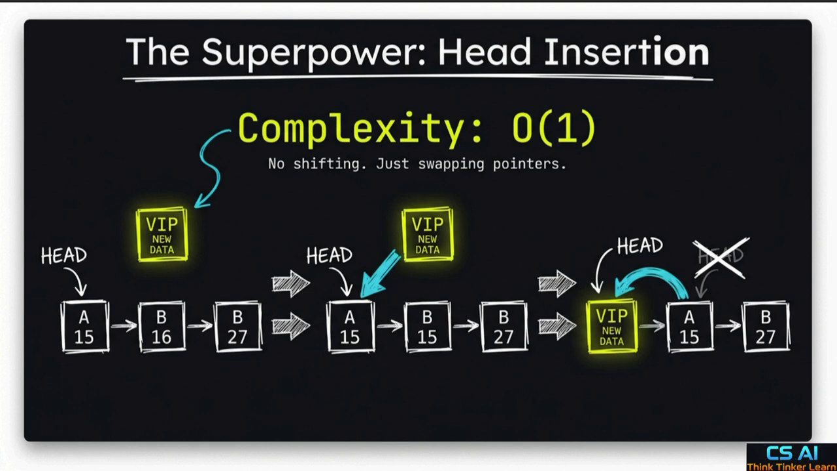Now, let's look at the superpower, the head insertion. This is where linked lists truly shine, offering a complexity of O(1). This means insertion at the beginning of the list happens in constant time. Regardless of the list size, there's no shifting, just swapping pointers. As you can see, to insert a new data node at the head, first, we create the new node with the new data. Next, the new node's next pointer is made to point to the current head, which is node A. Then the head pointer itself is updated to point to the new data node. This elegant process involves only a few pointer reassignments, making it incredibly efficient.